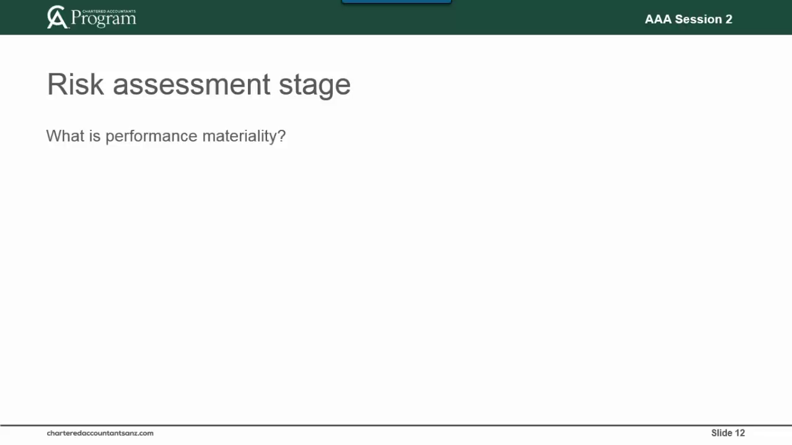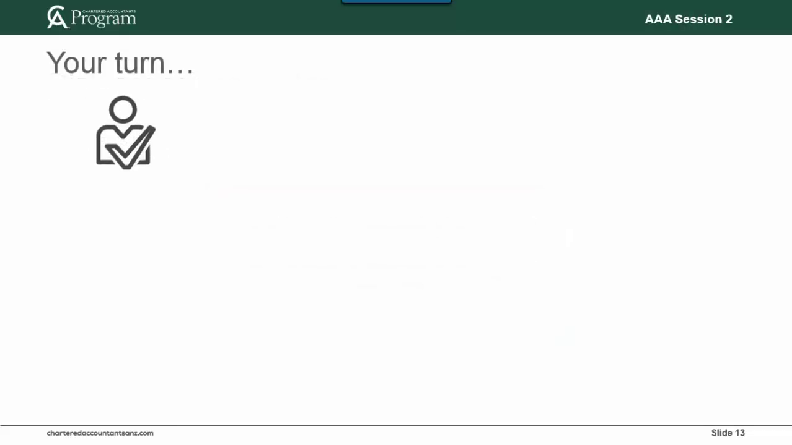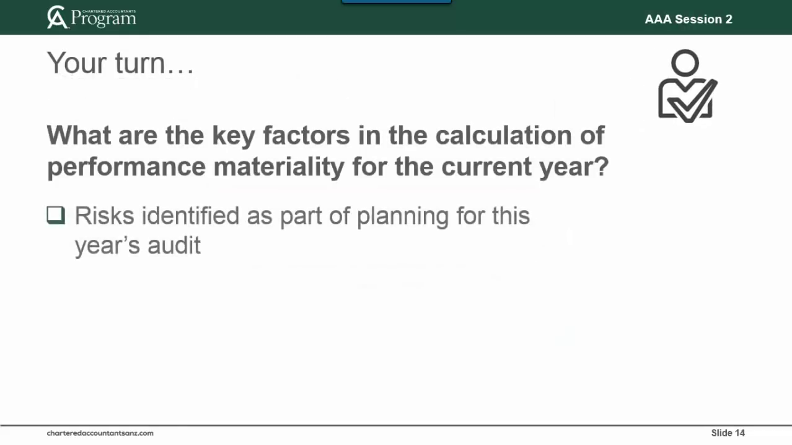So what is performance materiality? It's based on overall materiality, but set at a lower amount. It reduces the probability that uncorrected and undetected misstatements exceed overall materiality. Over to you.